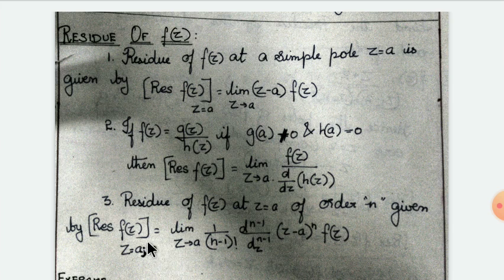Suppose when I substitute n equal to 1, this will give the first formula, isn't it? n equal to 1, 1 minus 1 is 0 factorial, this is 1. So no need to differentiate when n equal to 1. So this will give exactly the first formula, right?